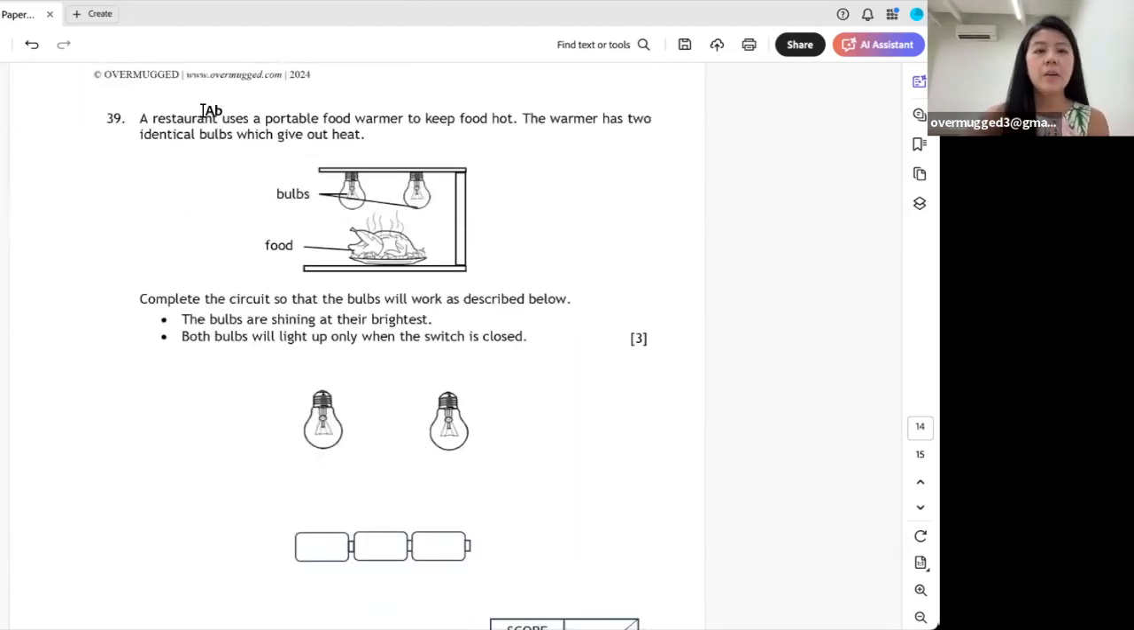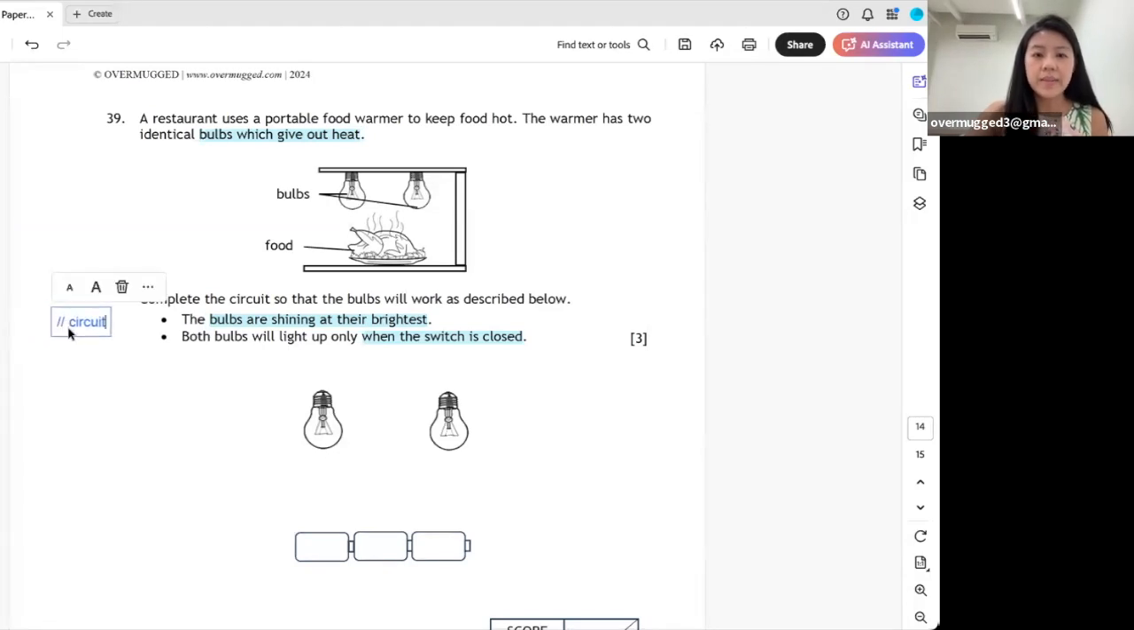A restaurant uses a portable food warmer to keep food hot. The warmer has 2 identical bulbs that give out heat. I'm sure some of you have come across this before. They use light bulbs to keep the food warm. You're asked to complete the circuit so that the bulbs will work as described below. The bulbs are shining at their brightest, and the bulbs will only light up when the switch is closed. From these 2 requirements, you should be able to tell that we are looking for a parallel circuit.